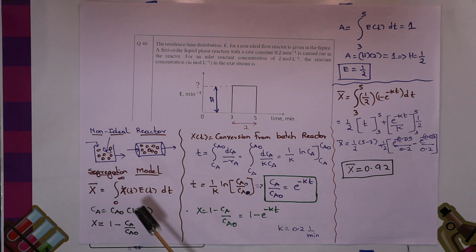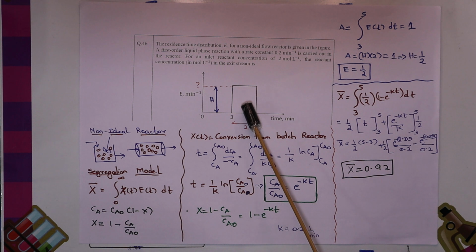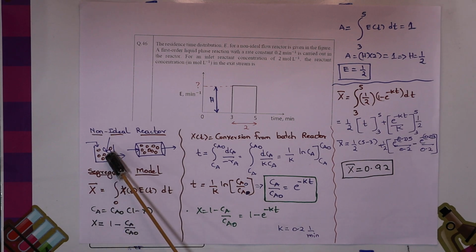So that is the batch reactor model. The final conversion exiting the reactor is integral 0 to infinity of X of t into E of t dt. What is X of t? The conversion in every batch reactor. E of t is the residence time distribution of these batch reactors, or molecules, you can say. And I know it's a liquid phase reaction, so the concentration of A is equal to Ca0 into 1 minus X. Therefore X, the conversion in a batch reactor, is 1 minus Ca by Ca0. And this is how concentration and conversion are related.